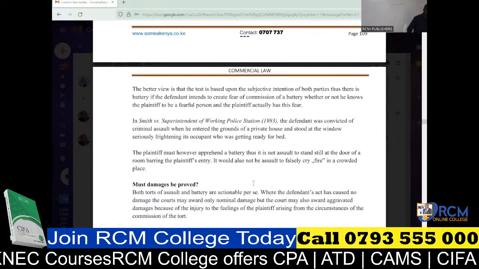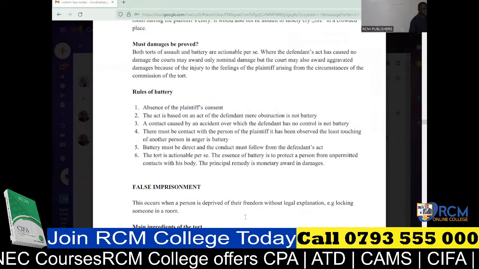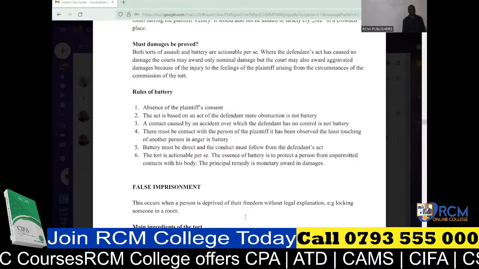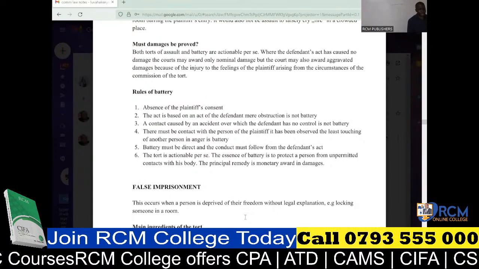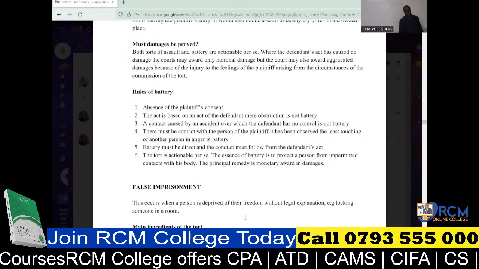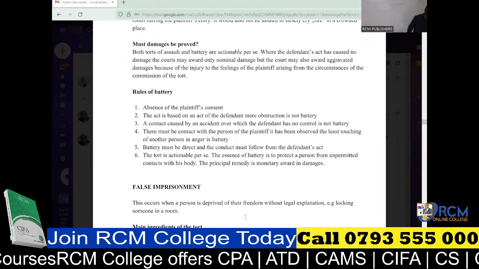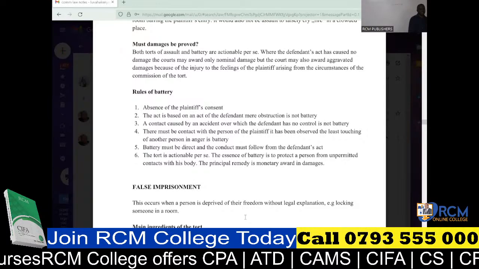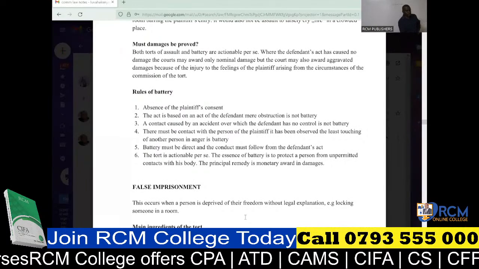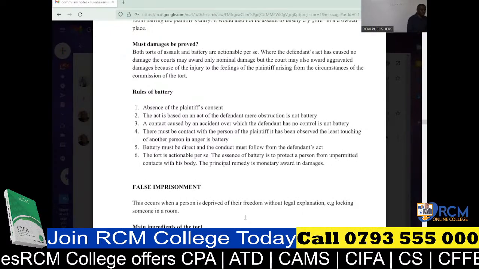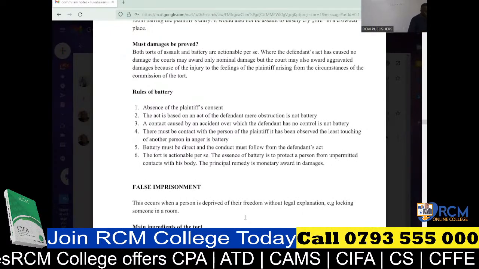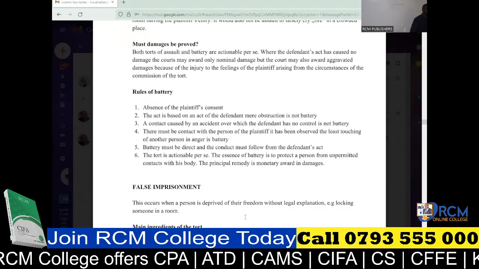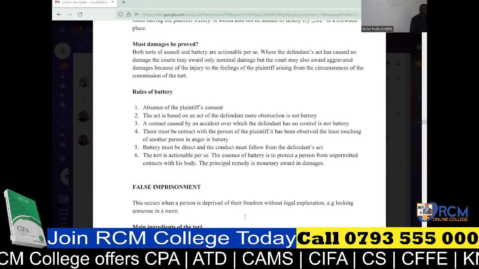So what are the rules of battery, or what are the key characteristics or elements that must be present for it to be concluded that a person has committed what we call battery? There was no consent. What you did was not consented to or accepted by the plaintiff. That act you carried out leading to battery was not consented to by the plaintiff. In such a case, it will be taken as being battery. The act is based on an act of the defendant; mere obstruction is not battery.